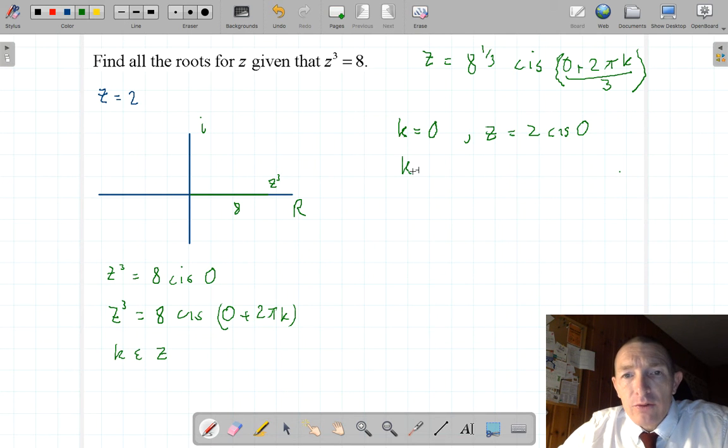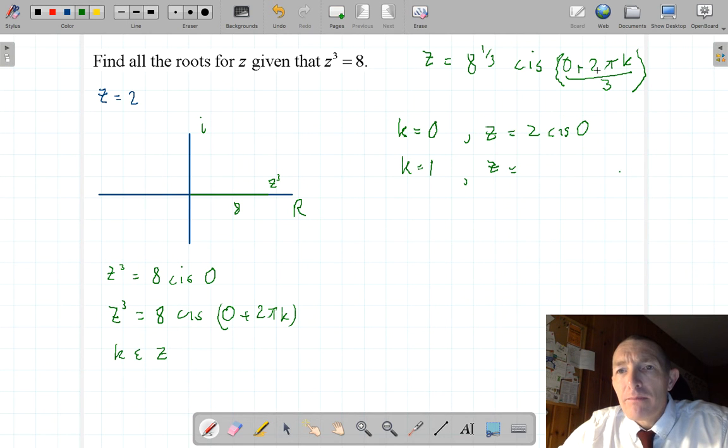Now I'm going to make k equal to 1. And this will work so long as you use 3 consecutive numbers. So I could have chosen 1, 2, 3. I could have chosen 0, 1, 2. I could have chosen 99, 100, and 101. It'll always give me 3 consecutive roots.